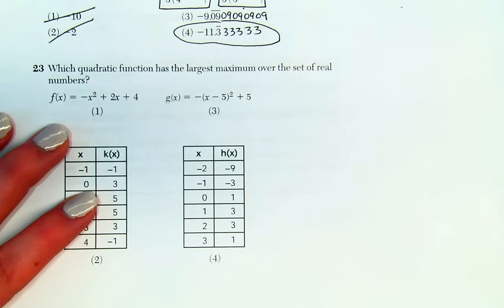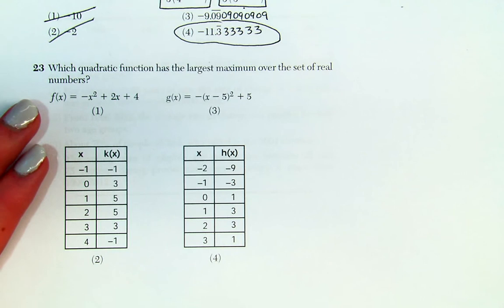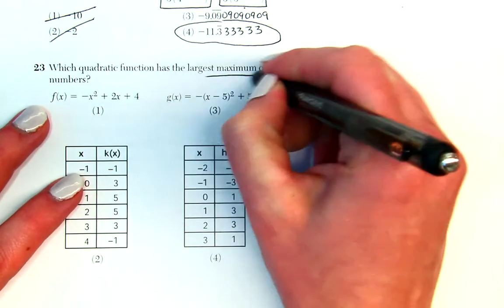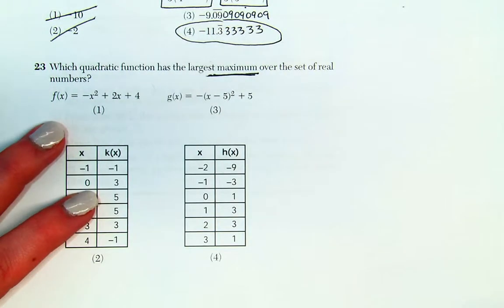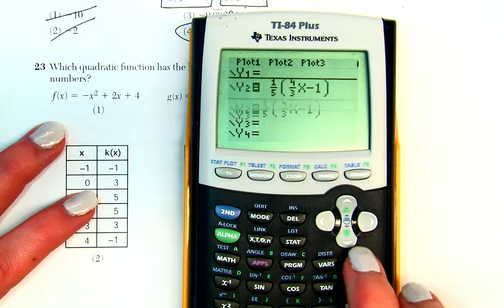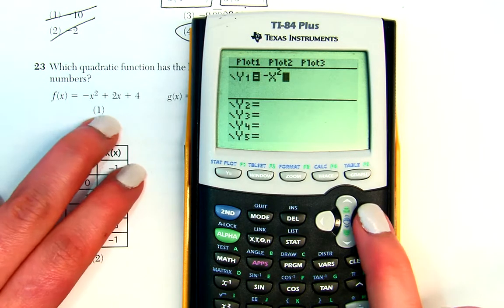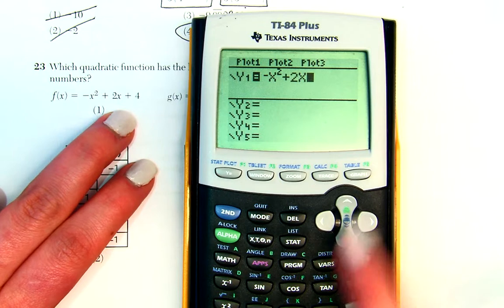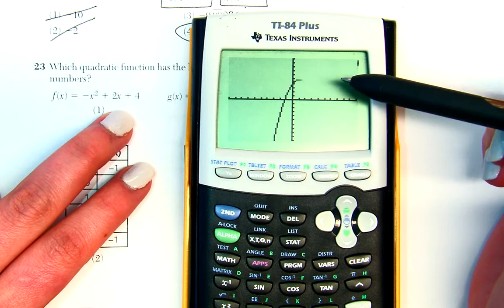Sorry about that. For number 23, which quadratic function has the largest maximum over the set of real numbers? So we want to know the largest max. So I'm going to plug this into the graphing calculator and take a look at the graph to see what happens. So -x squared plus 2x plus 4 can go to the graph.